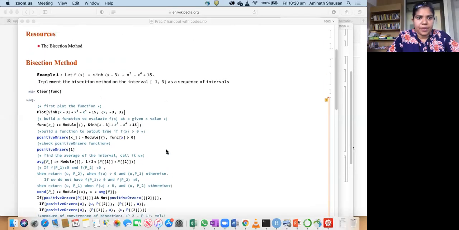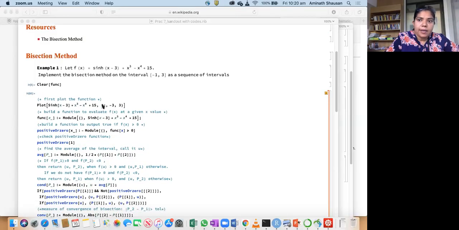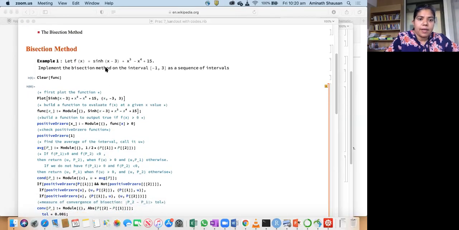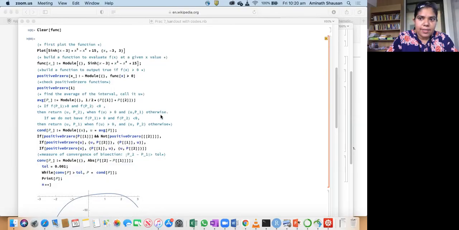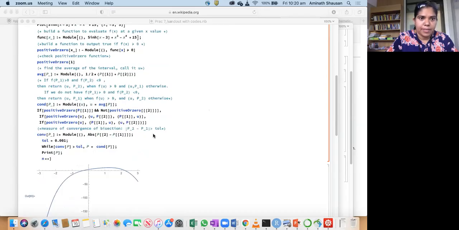In the handout, I've asked you to implement the bisection method for the function sinh(x minus 3) plus x cubed minus x to the power 4 plus 15 in the interval minus 1, 3, as a sequence of intervals. Now the code is written here. I've got a little bit of error in the code, which I will update.